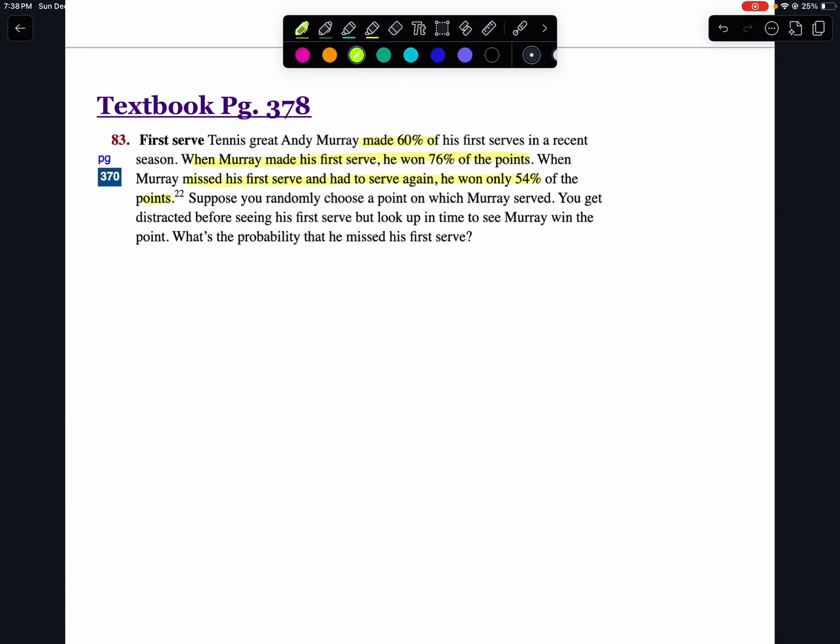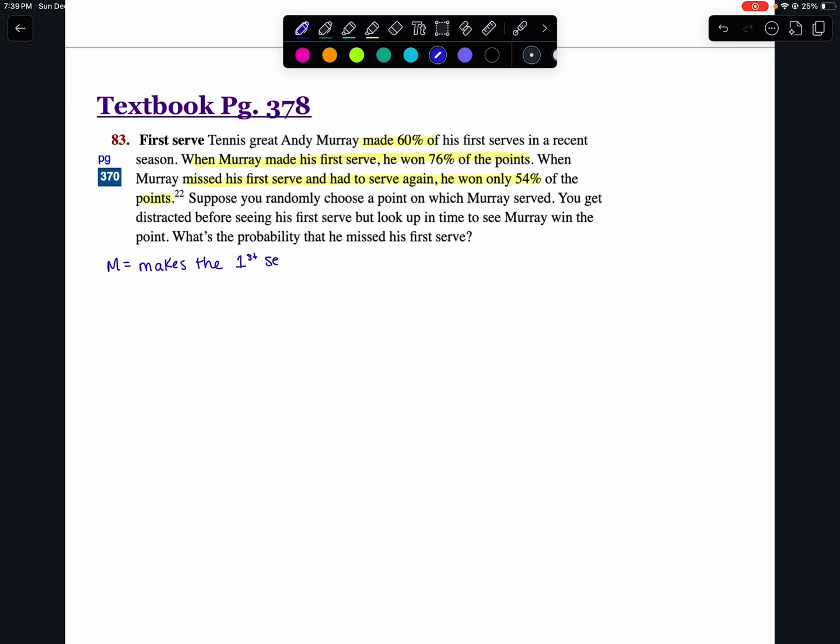Okay. So this is not a question that you can do with logic. This is the perfect setting for Bayes' law, where we make a tree diagram. First off, we have a couple things going on in this one. We have some variables. We're talking about whether or not he makes the first serve and whether or not he wins the point. So I am going to use M as representing that he will make the first serve.